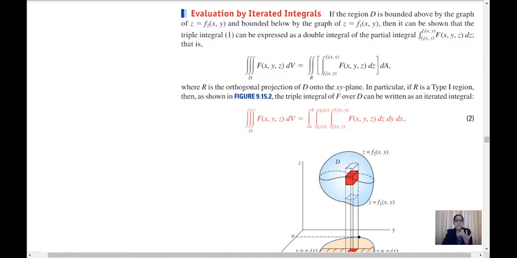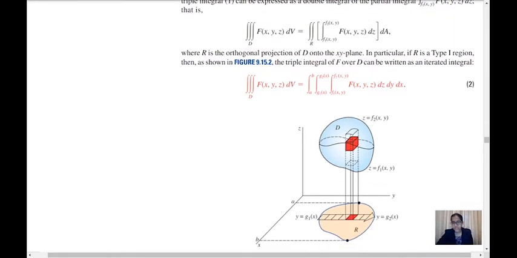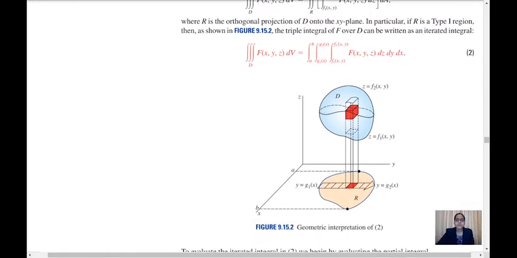Now D is our region. So what is R? R is nothing but the projection of D onto the xy plane. Here we are discussing the xy plane. So I hope you can see it. This is our D, and R is actually the projection of this portion onto the xy plane. So we get R. Then the rest of the things are the same.